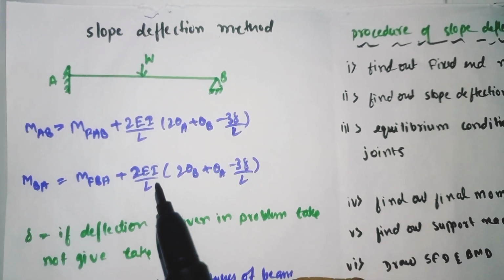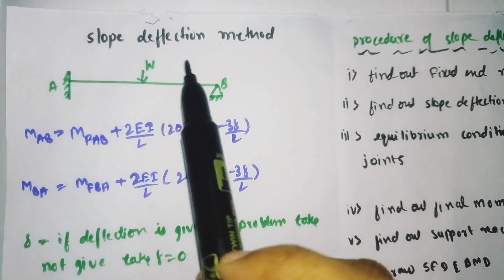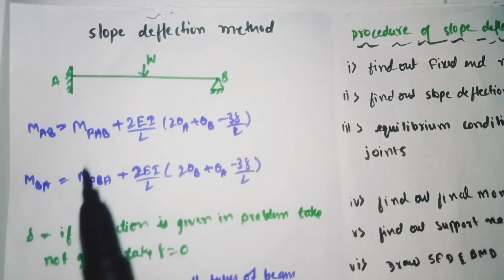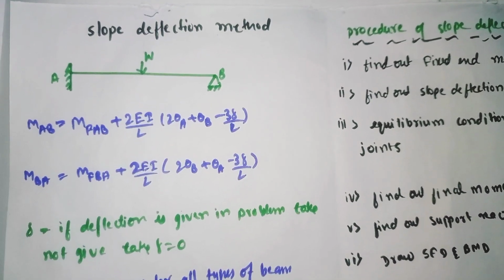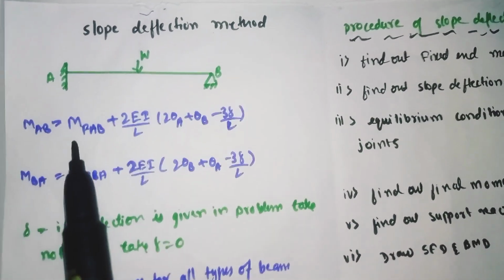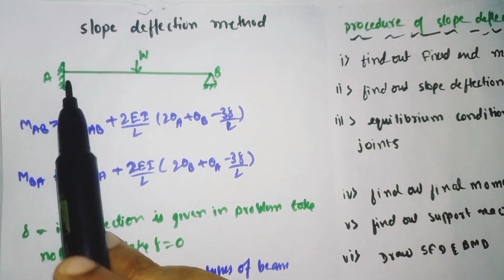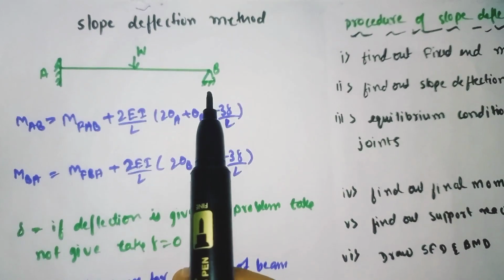So in this video we will start the new chapter, that is slope deflection method. So for that, before moving to the problem, we will see some basic concepts of this slope deflection method. This is the simply supported beam, one end is fixed and the other is hinged.